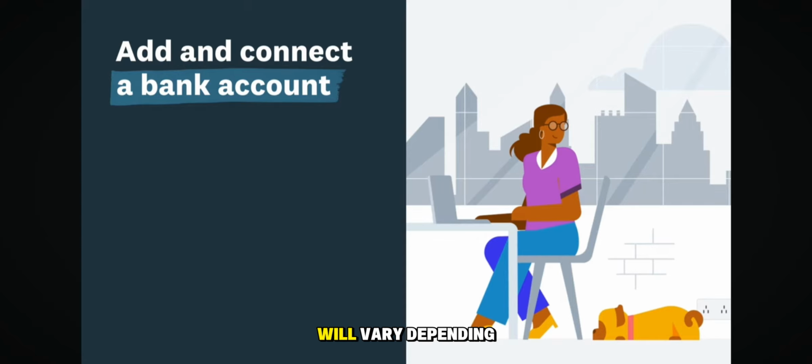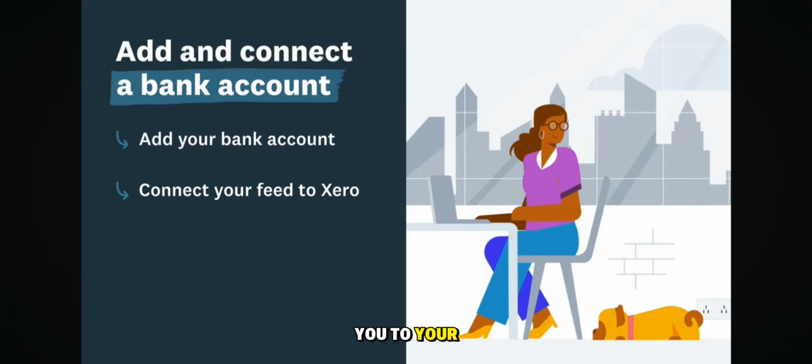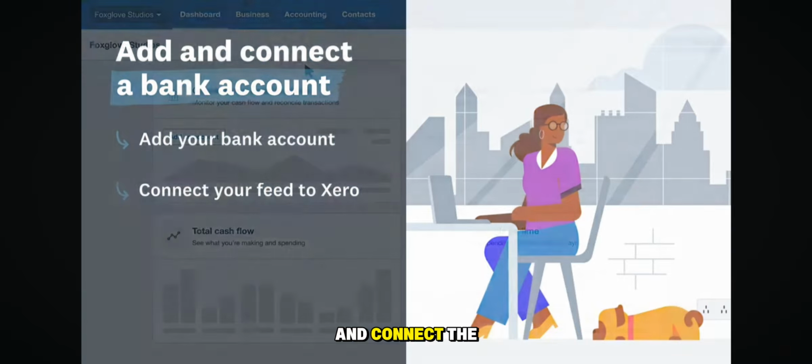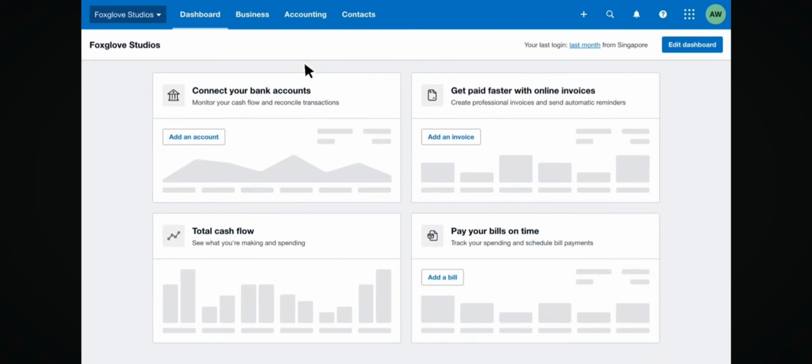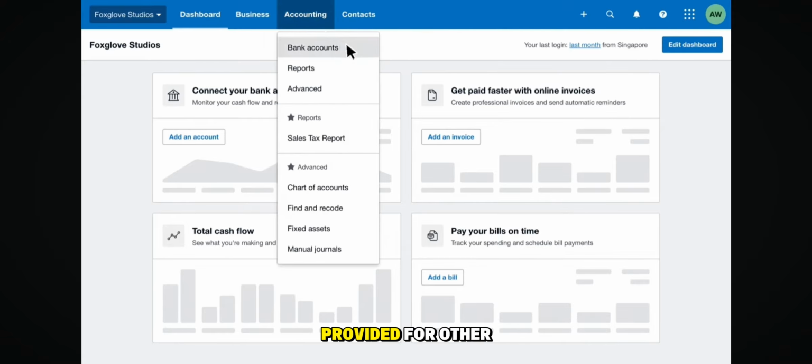The next step will vary depending on which bank you use. In some cases, Xero will redirect you to your bank's website, allowing you to add your account and connect the feed in one step. You just need to log in and follow the instructions provided.